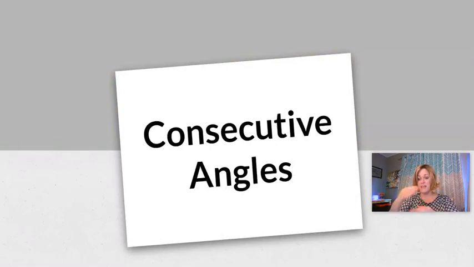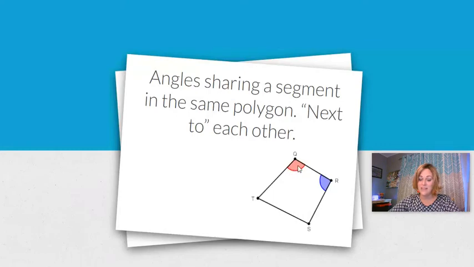Consecutive means one right after the other. So if I was talking about consecutive angles, it's the angle and then the immediate angle right after it. They're usually considered next to, or they share that same segment. But angle Q and S, those would not be consecutive because there's another angle in between. In fact, those are called opposite angles.